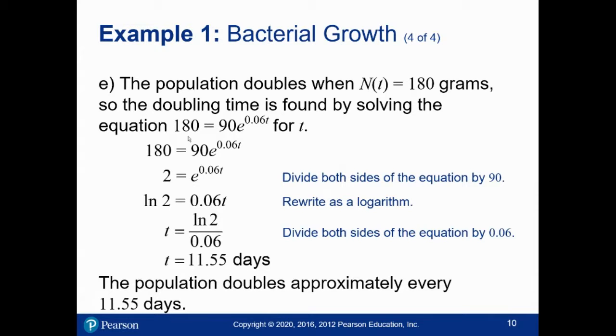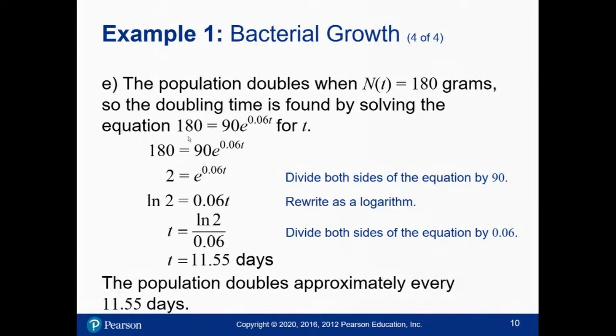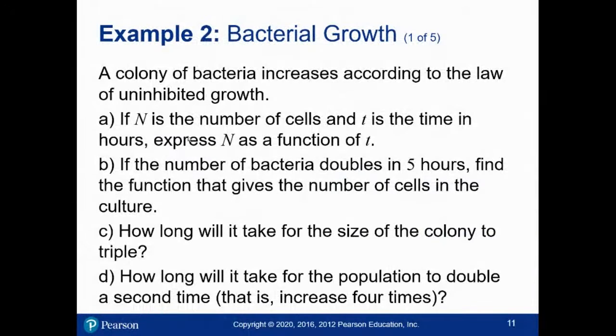Okay, it's exactly the same sequence of steps we would have done if this was, I have $90 compounded continuously at 6%. What's the doubling time? It's just we're using bacteria instead of dollars, but the math has not changed. Okay, so let's do another example.